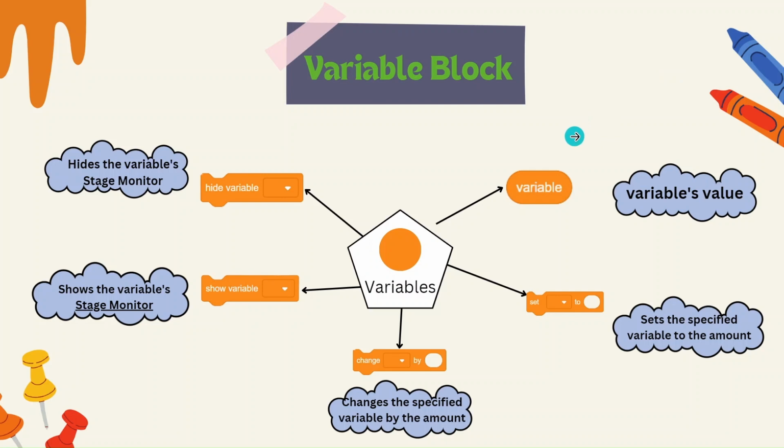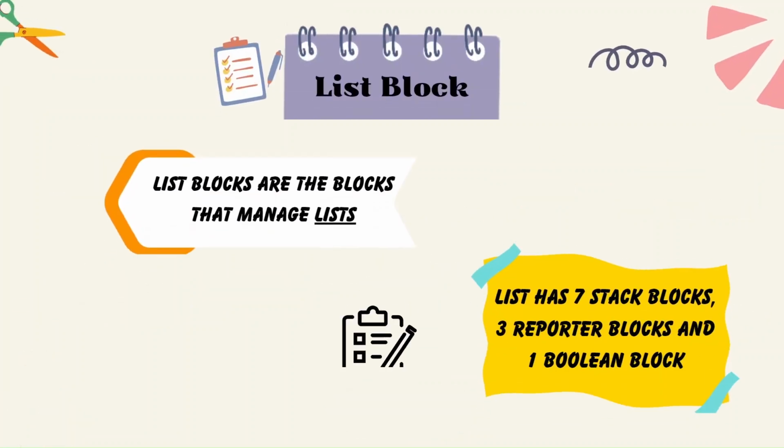Coming to set variable, it will set the value of the variable. We can provide any value to the variable as per our own convenience. Then set this to, so it sets a specific amount to the variable. The other blocks are as follows.